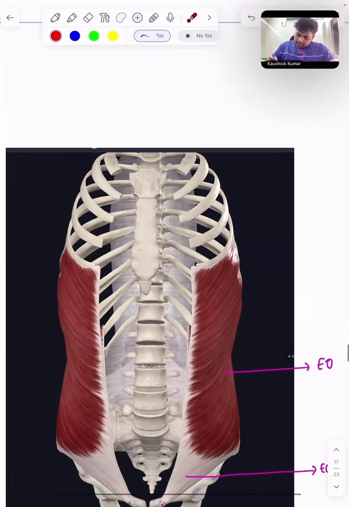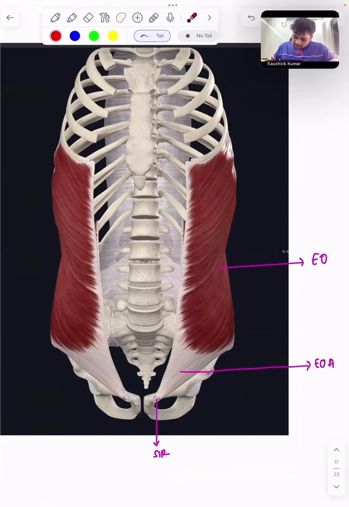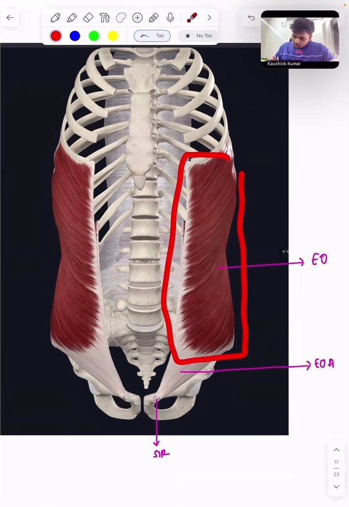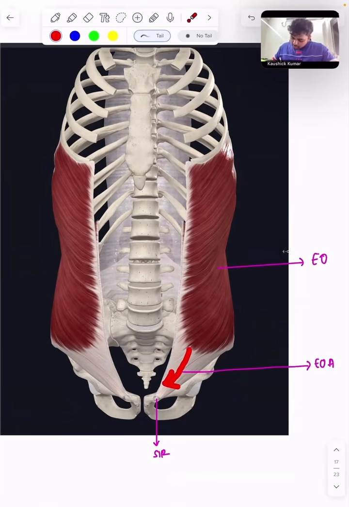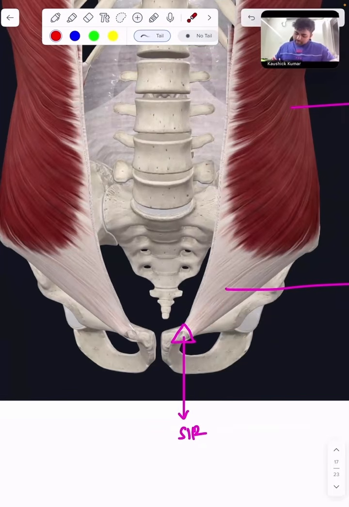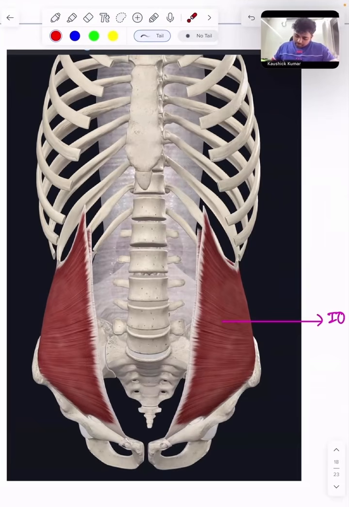As I told you earlier, we have skin followed by subcutaneous tissue, followed by external oblique. So in this image, we can see this old brown muscle is our external oblique, and this external oblique continues as external oblique aponeurosis. The small triangular opening in the external oblique aponeurosis is superficial inguinal ring. Deep to external oblique, we have internal oblique. So this old brown muscle is our internal oblique.